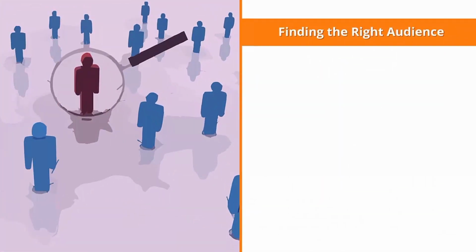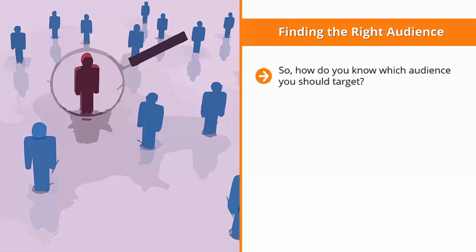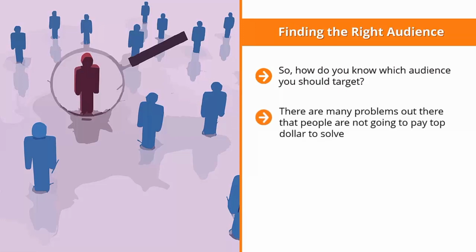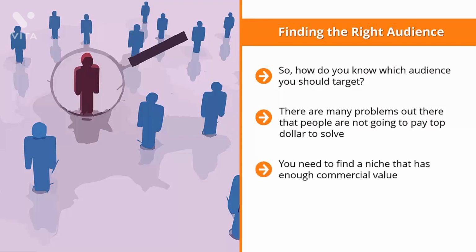Finding the right audience. So how do you know which audience you should target? There are many different audiences out there. All of them cluster around a specific range of needs or problems. Well, it all boils down to commercial value of those needs. There are many problems out there that people are not going to pay top dollar to solve. Sure, people are looking for the right DVD set or headphones, but there is a limit to people's budgets. Different problems have different priorities. You need to find a niche that has enough commercial value.